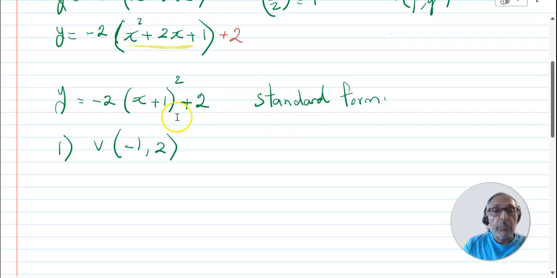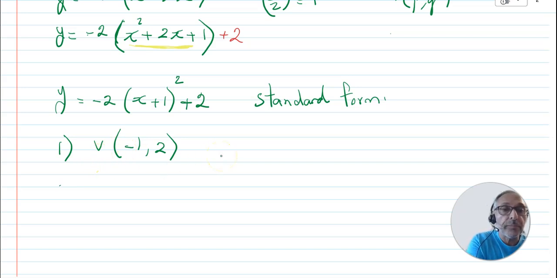So remember, whatever you see x plus 1, the actual vertex is the opposite of what this value is. If it's plus 1, the x coordinate of the vertex will be -1. But the y coordinate stays the same. That's +2 and that's +2. So that's the vertex. Okay.